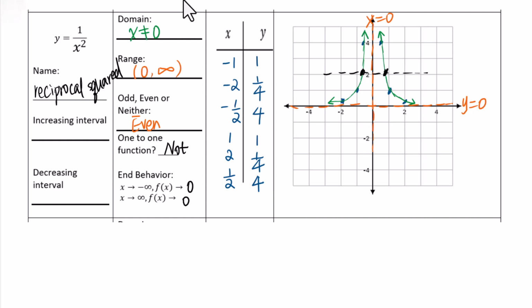From left to right, when x is less than 0, the graph is going up, which means the function is increasing. When x is greater than 0, the graph is going down, which means the function is decreasing. So decreasing interval is from 0 to positive infinity.